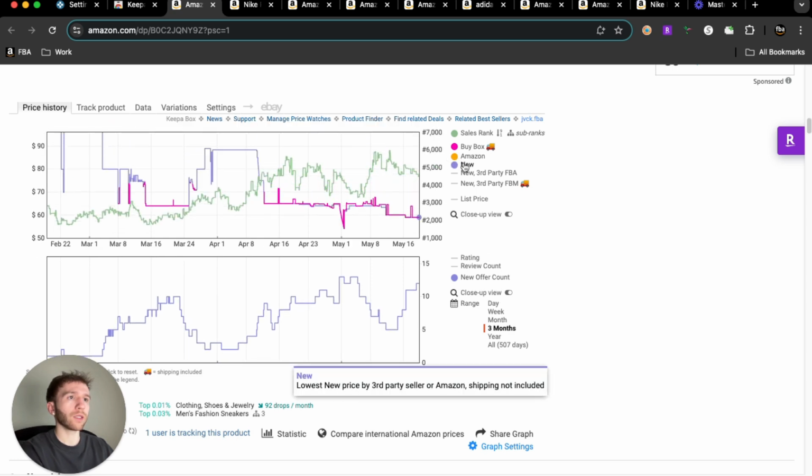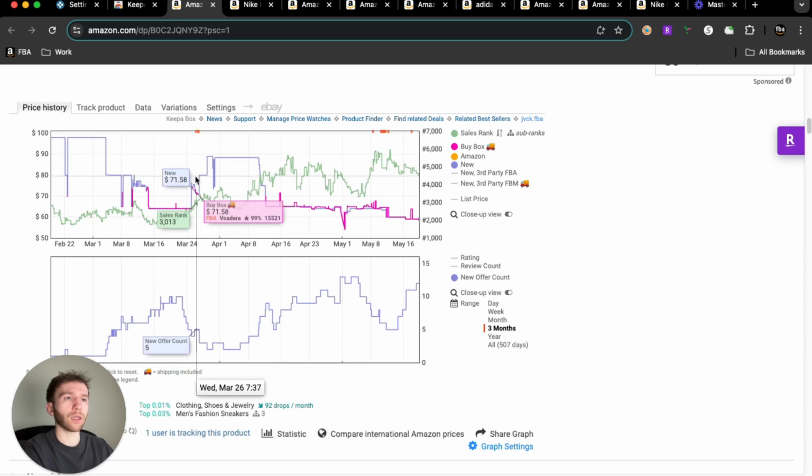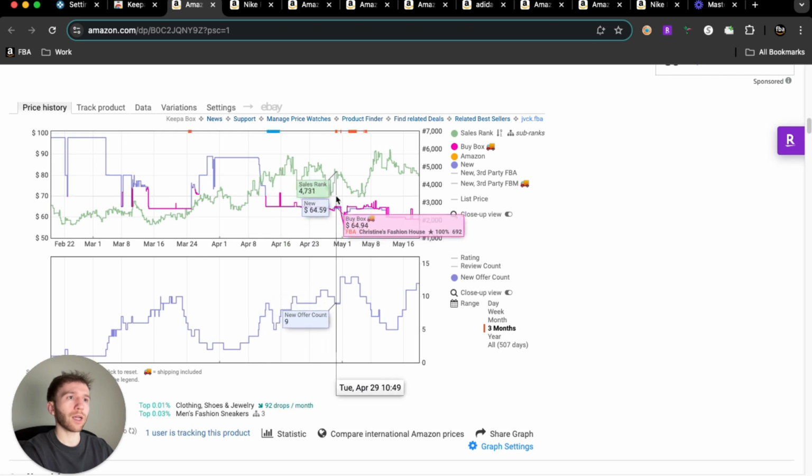The next one is going to be the new offers that are not in the buy box. So this is everybody else on the listing, and usually it will most of the times line up, but sometimes it won't. Like you can see in here, there's a little gap, 64.94 to 64.